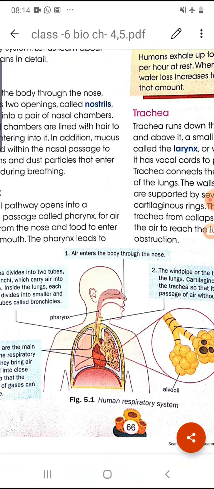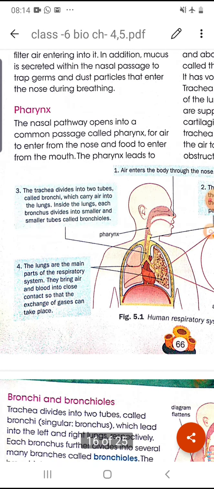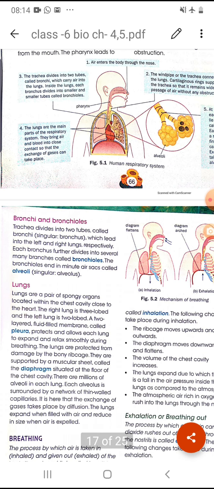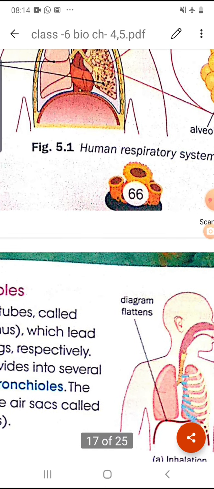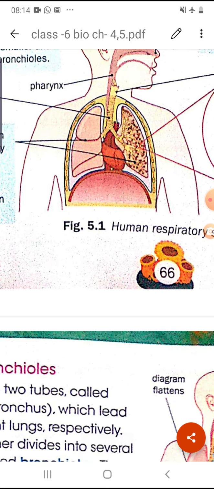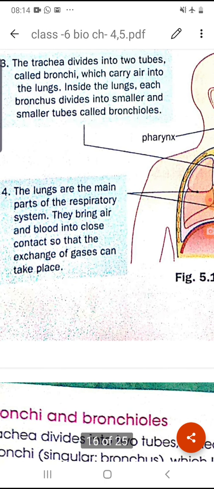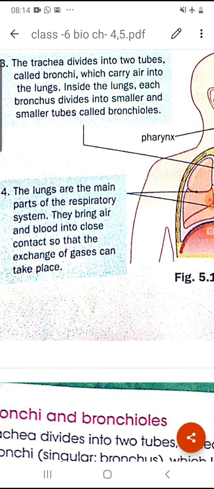Okay, so you can see in this diagram after the pharynx, the part that is the trachea, and after that in the deeper portion it will divide into bronchus and bronchioles, which go into the lungs. Okay, next are our bronchi and the bronchioles. So the trachea divides into two tubes. Here you can see it is divided into two parts.